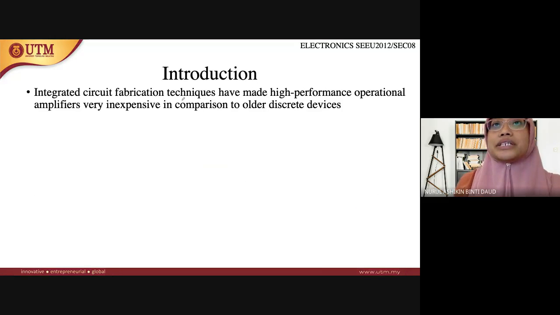Integrated circuit fabrication techniques have made high performance operational amplifiers, which makes fabrication cheaper compared to the previous discrete devices. In discrete devices, they used vacuum tubes, which made the fabrication process of OP-amp very, very expensive. But today, thanks to integrated circuit fabrication technology, the fabrication of the OP-amp has become very cheap.